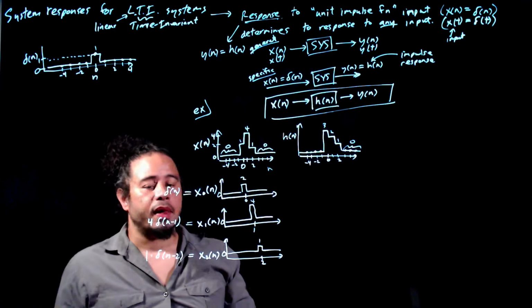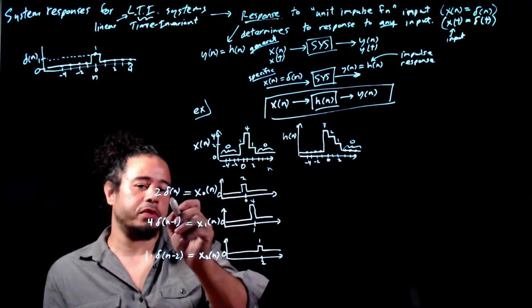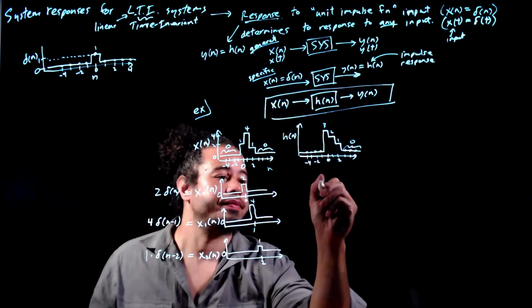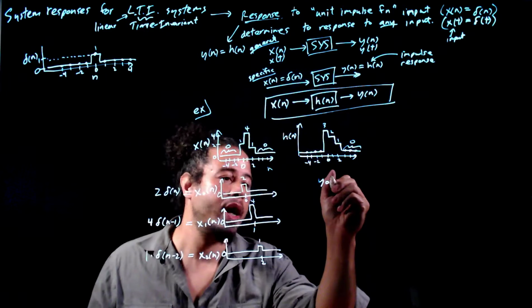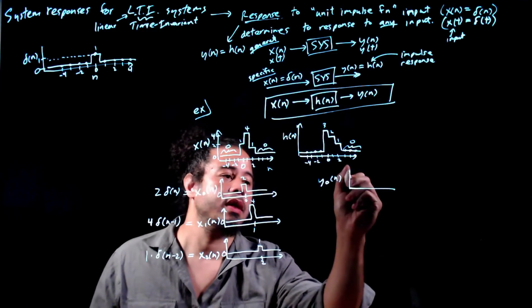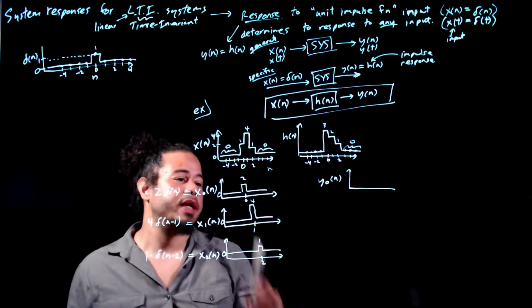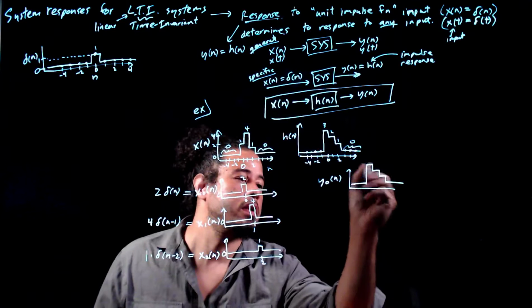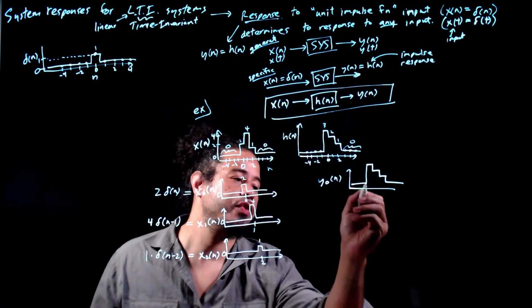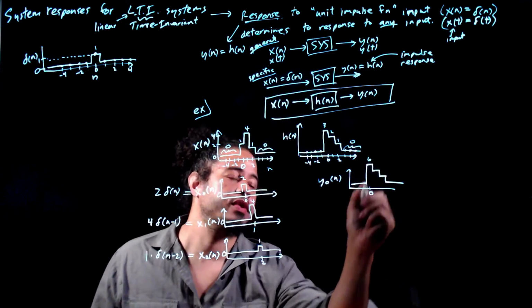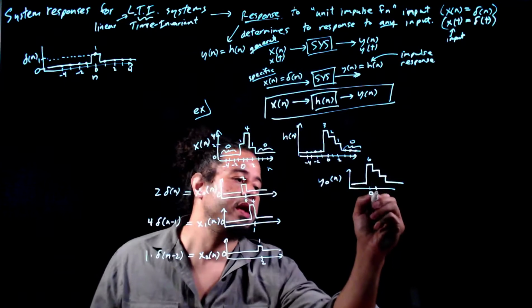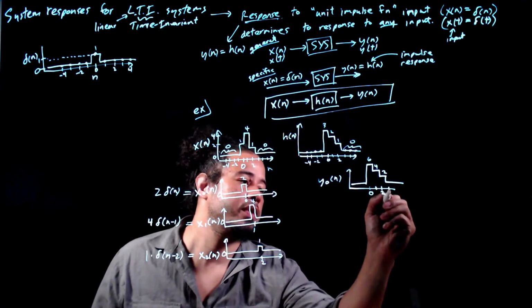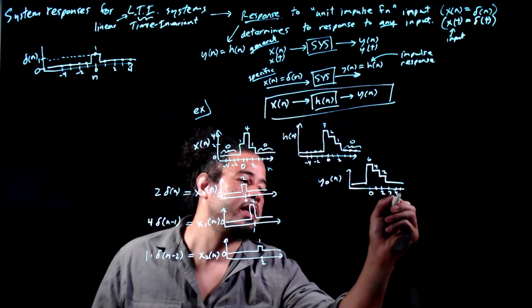Okay? And so if x0 of n is simply equal to 2 times delta of n, then the corresponding output that comes from x0 of n, which we'll call y0 of n, would simply look like 2 times h of n, right? And so it would look like the following. Okay, where y0 of n is 0 for all times less than 0, and then at time 0 it's going to have a value of 6, which is 2 times h of n, and then it's going to have a value of 4 at n equals 1, and a value of 2 at n equals 2, and a value of 0 for all values of n greater than 2.